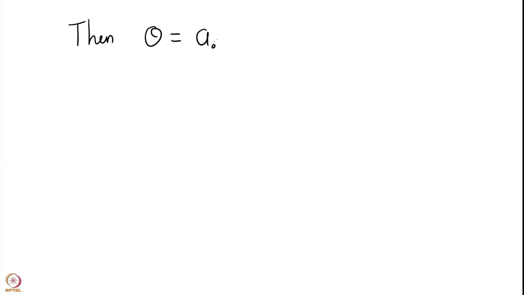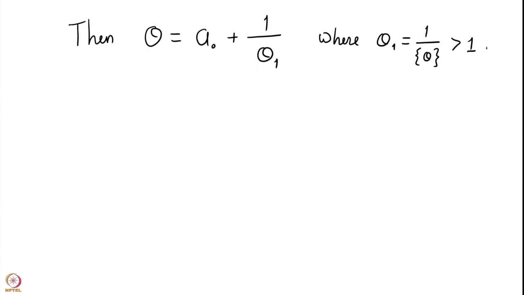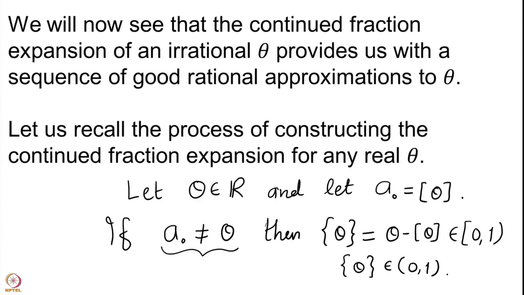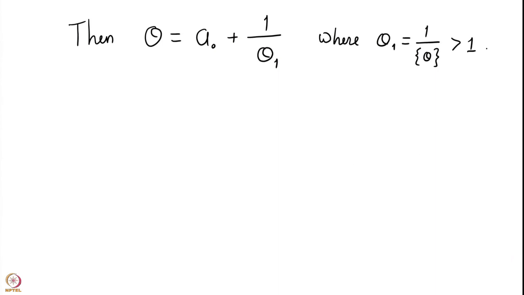So, you now have that theta is an integer plus something which is strictly between 0 and 1. Theta is an integer plus 1 upon theta 1, where theta 1 is the reciprocal of our fractional part of theta, and therefore, now this is strictly bigger than 1. We have observed in the last slide that the fractional part is less than 1. It cannot be equal to 1. So, we have that this is less than 1 and it is also not 0. Therefore, 1 upon the fractional part does make sense and we get it to be some number which is bigger than 1.